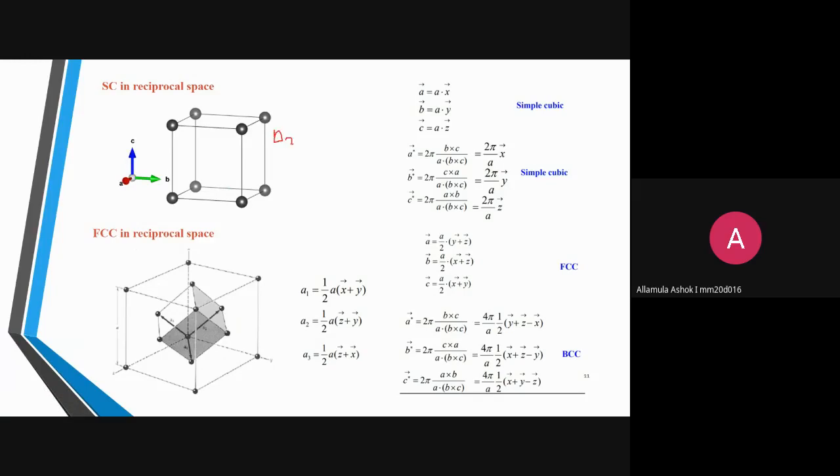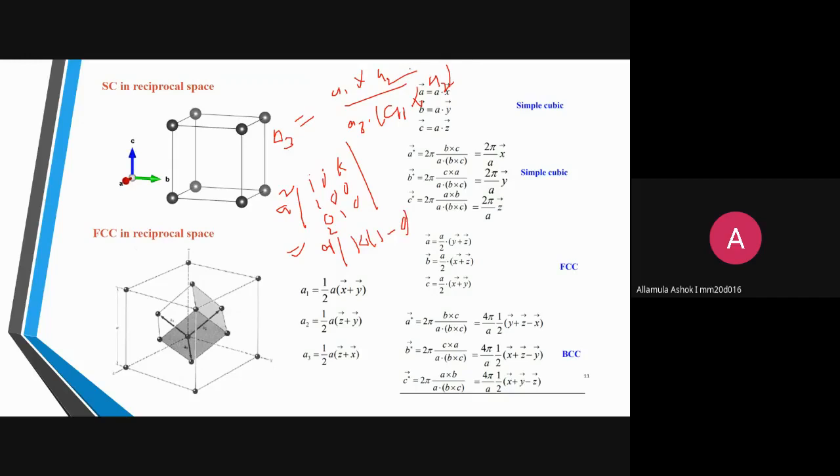Generally, we know that B3 bar equals A1 cross A2 divided by the volume. The volume is nothing but A3 dot A1 cross A2. From the cross product, A1 cross A2 equals the determinant with i, j, k. The A1 vector is a x bar, 0 y bar, 0 z bar, and the A2 vector is 0 x bar, a y bar, 0 z bar. Taking a as common, a into a is a square, times k.